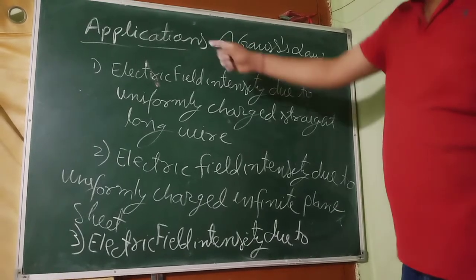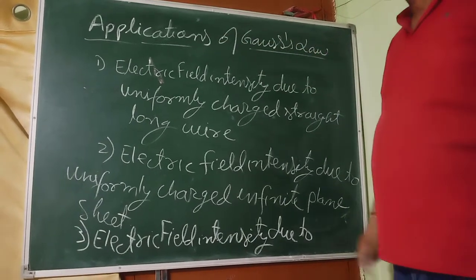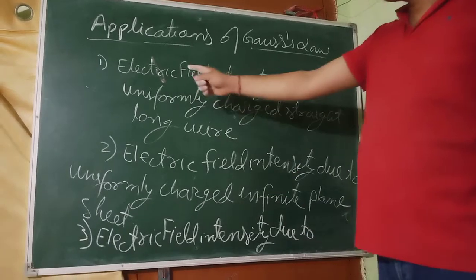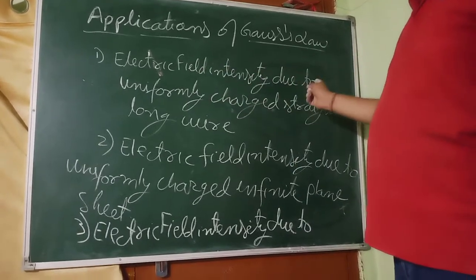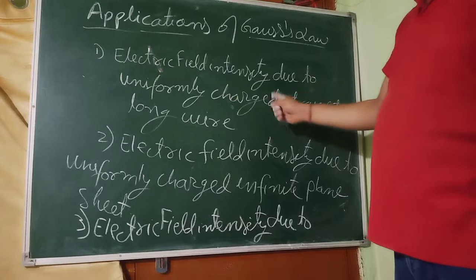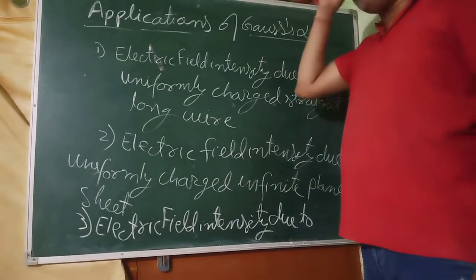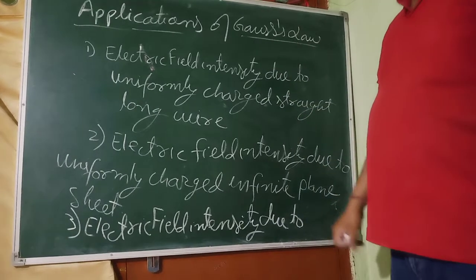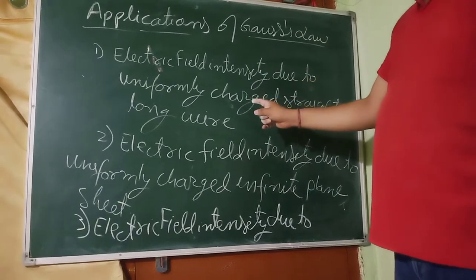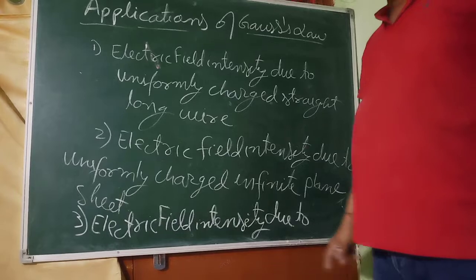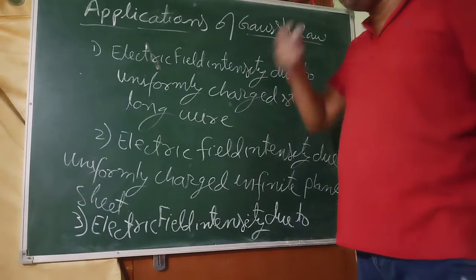So now next is applications of Gauss law. Now what are the applications? See, the first: electric field intensity due to a uniformly charged straight long wire. So first we have to find out the electric field intensity using Gauss law, for a uniformly charged straight long wire. You can also say a wire of infinite length.